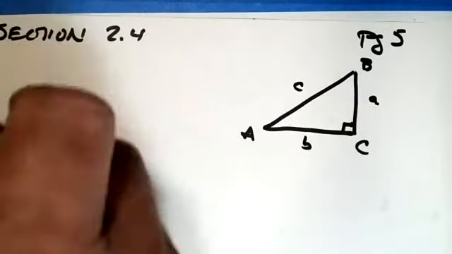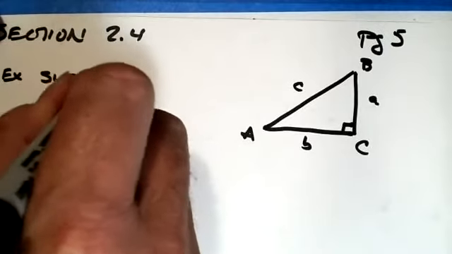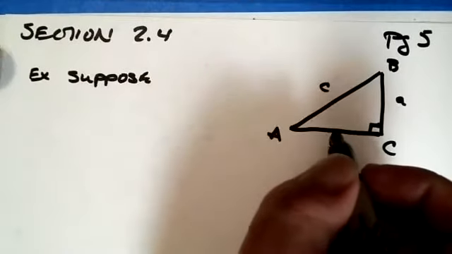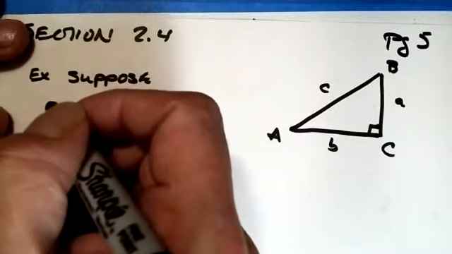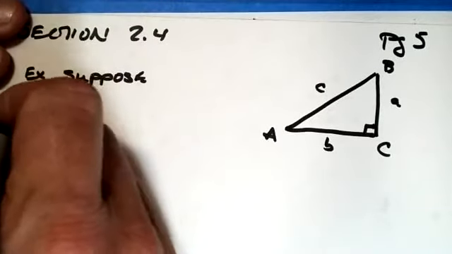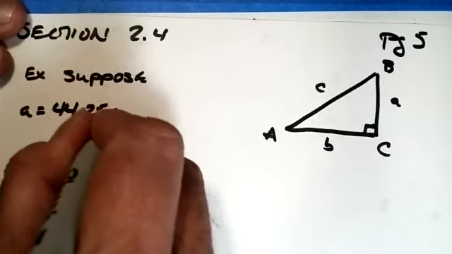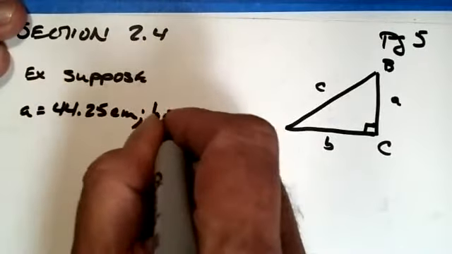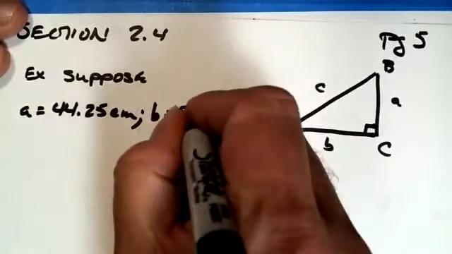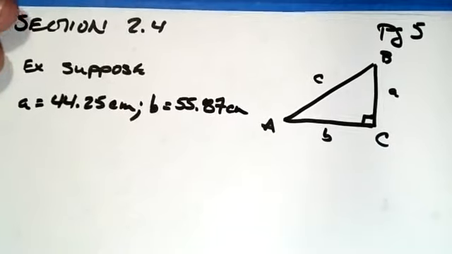Okay, so suppose we know, and this is where we started, the sides, but we didn't really talk about how to find the angles. So let's suppose that a is equal to 44.25 centimeters, and b is equal to 55.87 centimeters. So we need to find everything else.